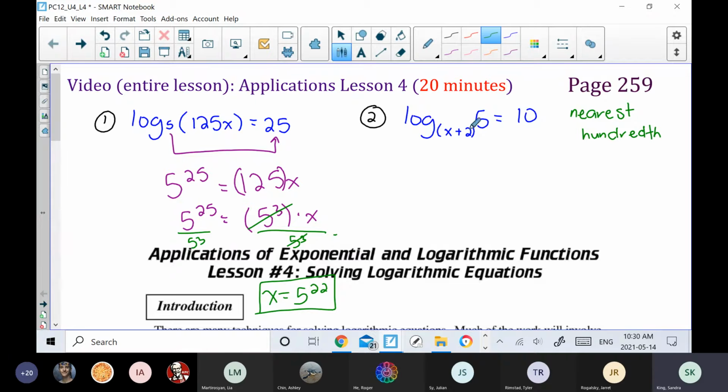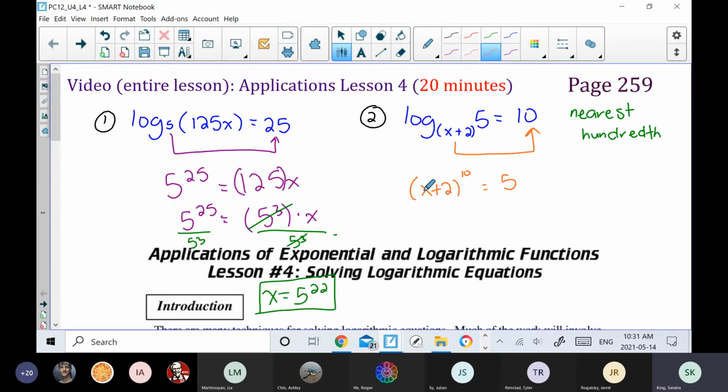Okay. This one, we're going to set it up the exact same way. This question was also a multiple choice question, and it said solve it to the nearest hundredth. So I want you to start setting it up, right? Get out of log form by going into exponential form. So you always take the base of the log and raise it to the power. The answer becomes the power. So x plus 2 to the power of 10 is equal to 5.